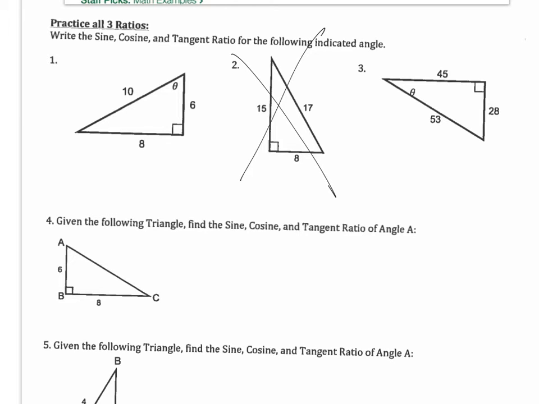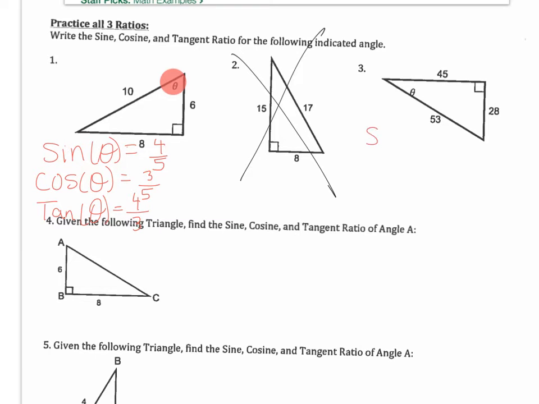So I want you to go ahead and pause this video, write the sine, cosine, tangent ratio of each, and then unpause to check your answers. So if my reference angle is theta, sine of theta is 4 over 5. Cosine of theta is 3 over 5. And tangent of theta is 4 over 3.